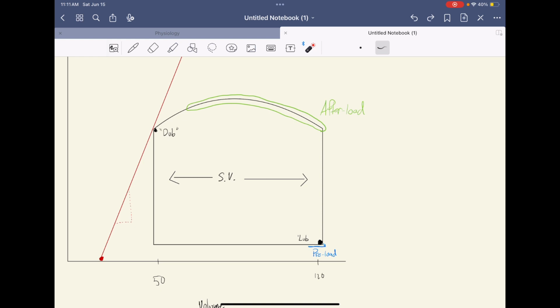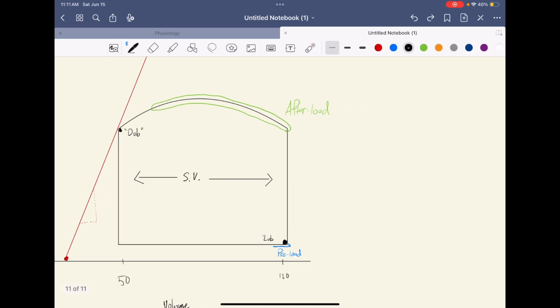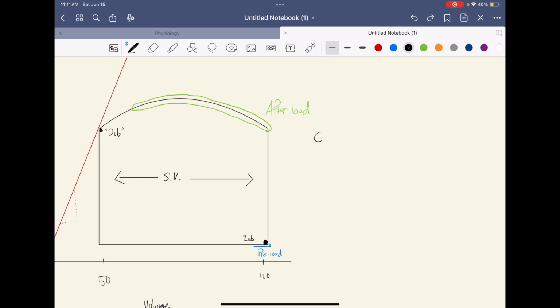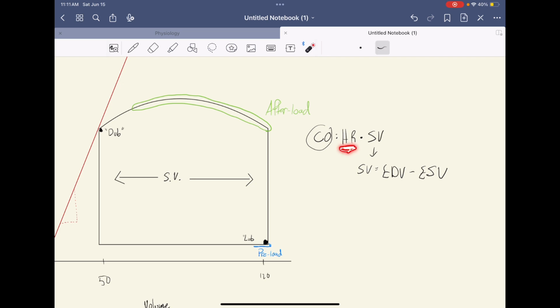pressure versus volume loop. There are also a few equations that kind of correlate to this, one of which is that the cardiac output is equal to the heart rate times the stroke volume, and you can take stroke volume further to equal the end diastolic volume subtracted from the end systolic volume. So if you know any of these and one is missing, then you would be able to figure out a cardiac output, or you could figure out what the heart rate would be if it would increase or if it would decrease.